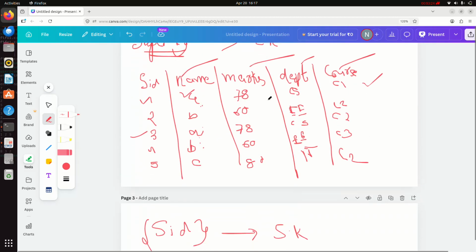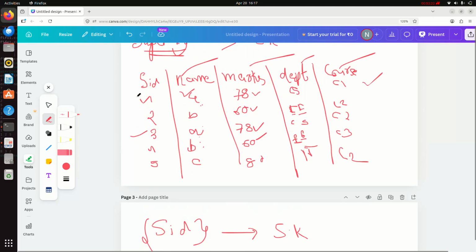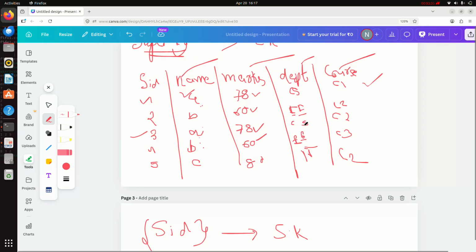Now let us say marks. Here 78 is there, here also 78 is there, here 60 is there. Can it uniquely identify? No. Now can I take department to uniquely identify? No, there are 2 CS. Course also I cannot take as a single attribute.